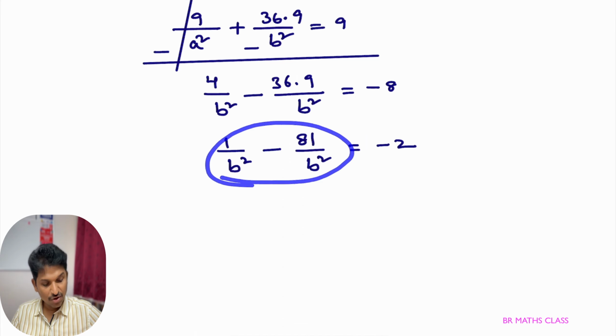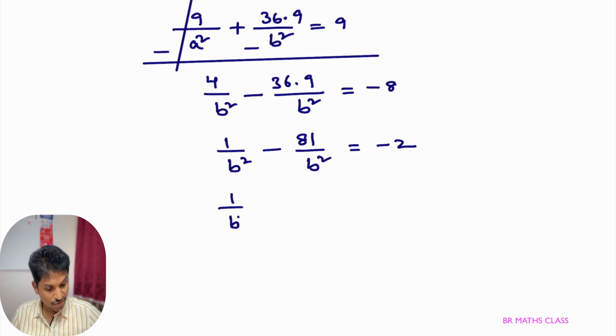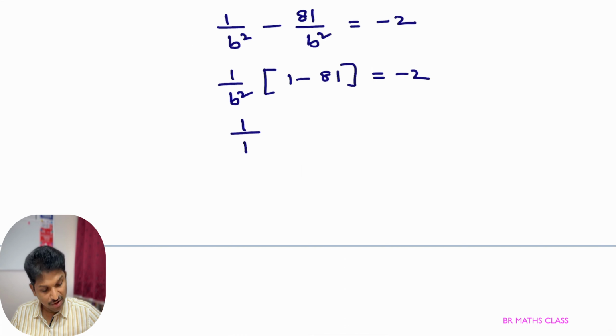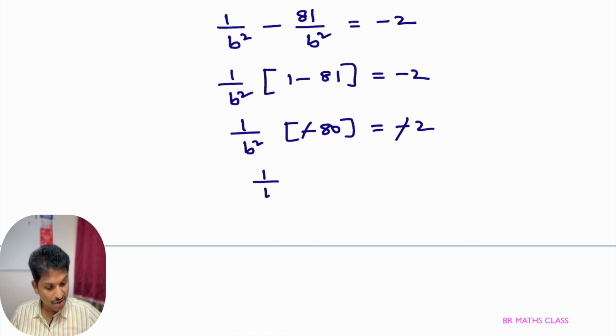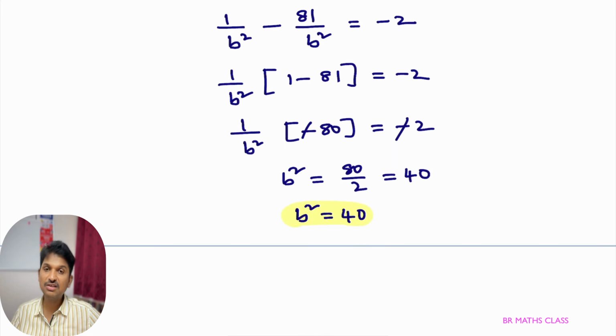Now in this you take 1 by b square common. If you take 1 by b square common, you will get 1 minus 81 equal to minus 2. So 1 divided by b square times 1 minus 81, which is minus 80, equal to minus 2. This minus minus will get cancelled. What you will get? 1 by b square equal to 2 by 80, so b square equal to 80 divided by 2, that is 40. So we got b square as 40. You want to find the a square and b square values, right? In that you got the b square value.